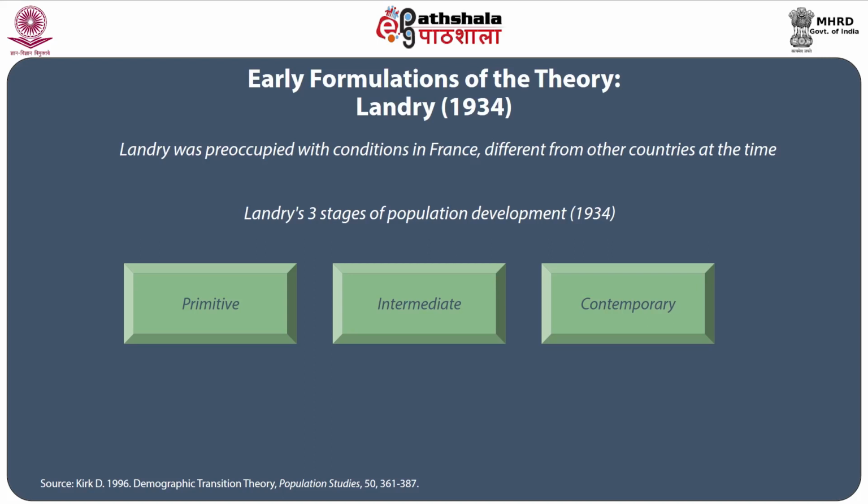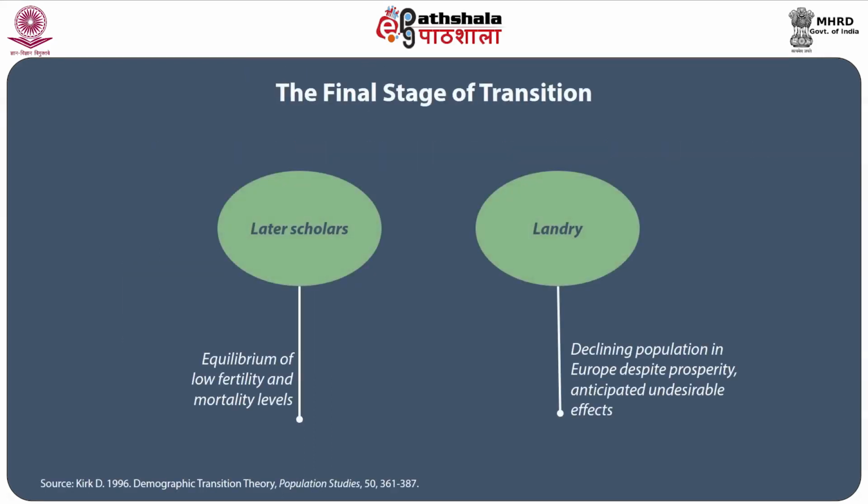Similar to Thompson's ideas, but concerned particularly with the conditions in France, which he took to be different from other countries. According to him, three stages resembled Thompson's three groups, but were called primitive, intermediate and contemporary. The final stages of the transition, according to these major later scholars, are an equilibrium of low fertility and mortality levels, and as per Landry's discussion, a declining population in Europe despite prosperity, which would be undesirable in its effects.